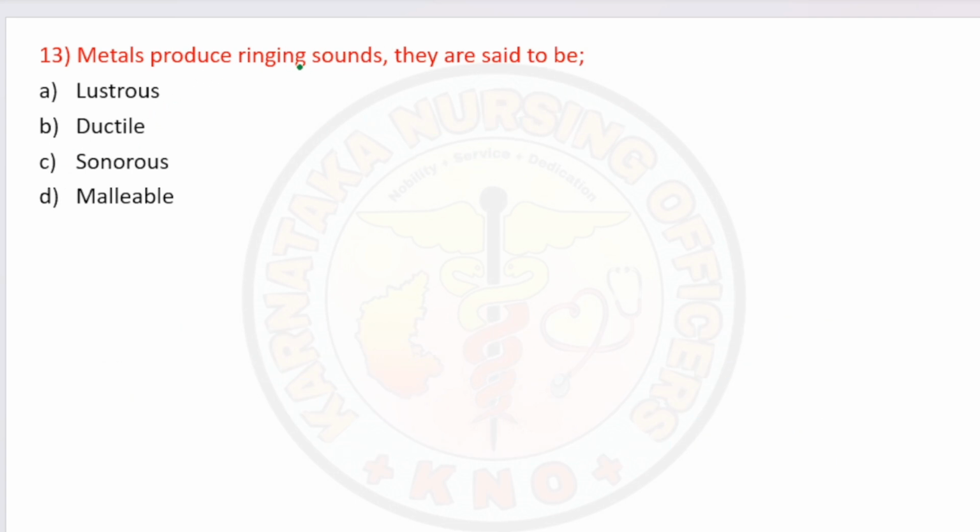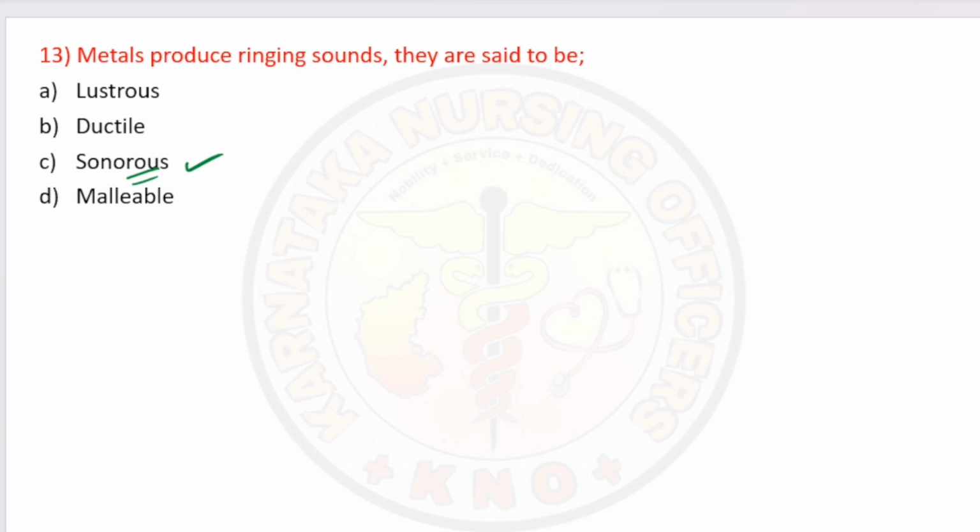Metals produce ringing sounds. They are said to be lustrous, ductile, sonorous and malleable. So here the correct answer is option C, sonorous. The option itself shows the answer, right? Sonorous means sound. So whenever a metal produces ringing sounds it is called sonorous.